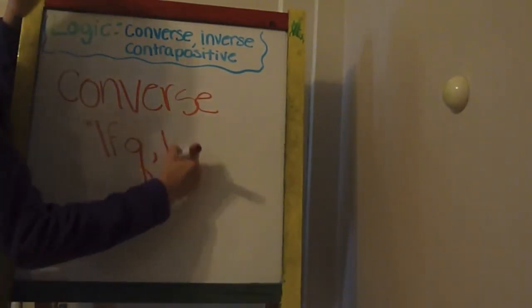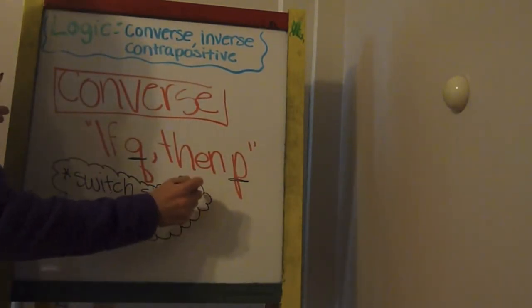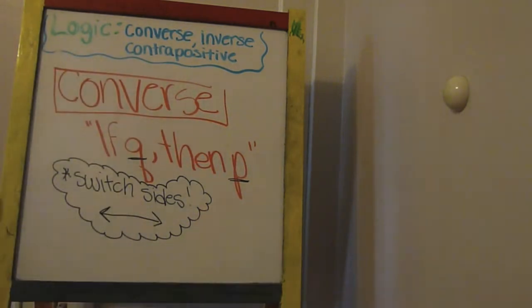So the converse is very simple. It's basically taking your P, then Q, then just switching the sides to Q, then P.